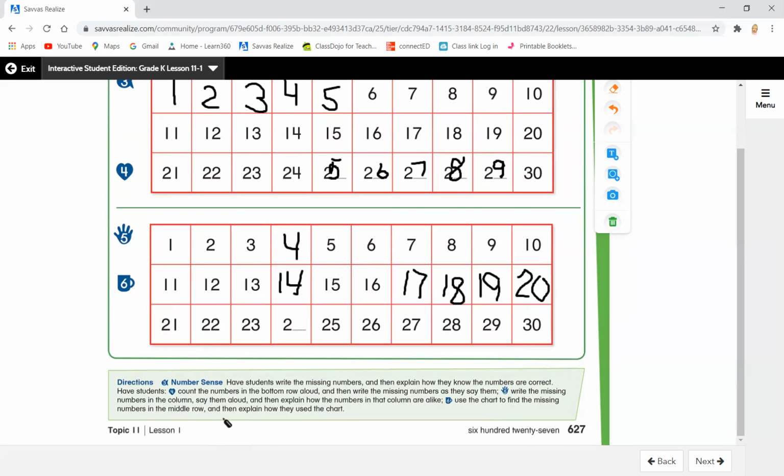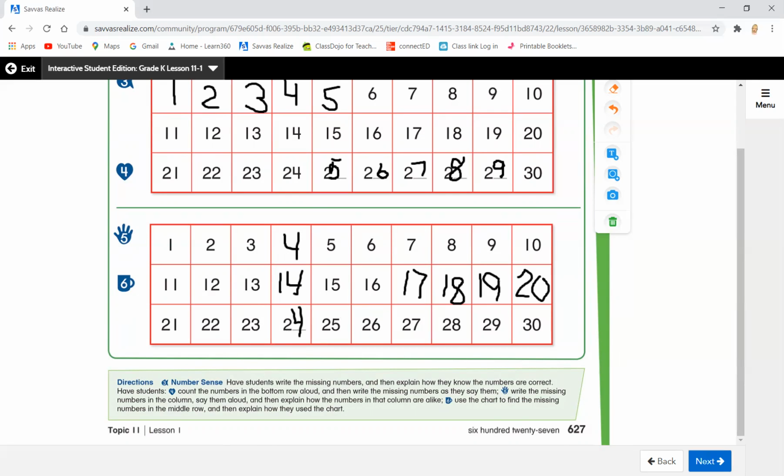Number 6 says, use the chart to find the missing number in the middle row and explain how you use a chart. So how can we find that missing number without counting them all? Turn to your doll and tell them, how could you find out? So we didn't have to count them all over again. We were just kind of talking about it. What number is missing in the 1 spot? Did you say 4? So we have 4, 4, 4. So we have 24, just like we have our 4.